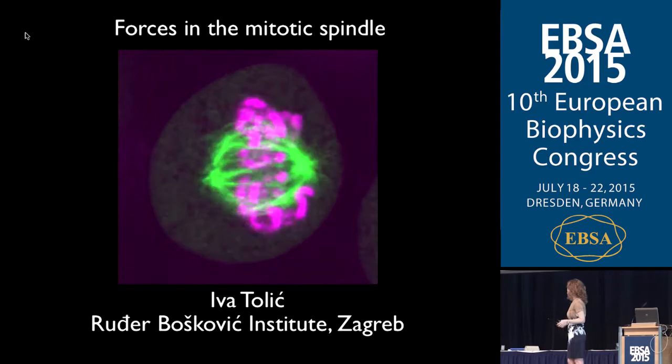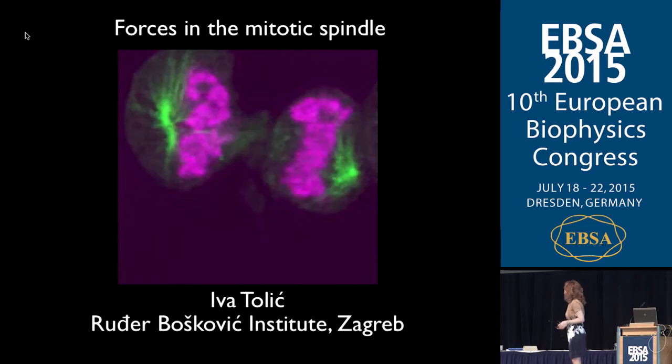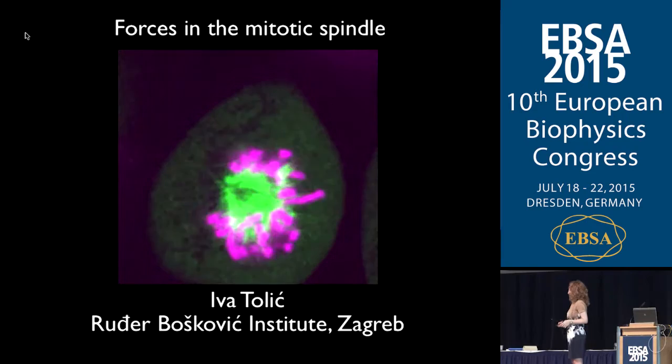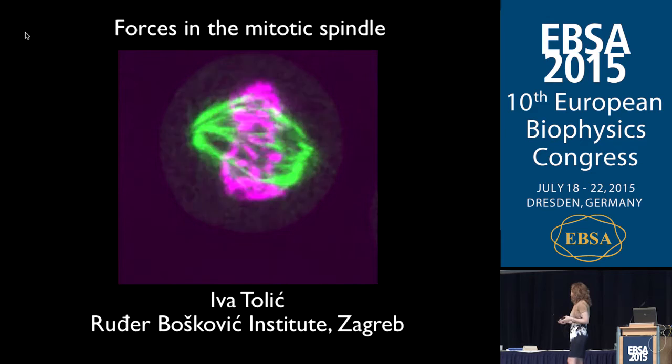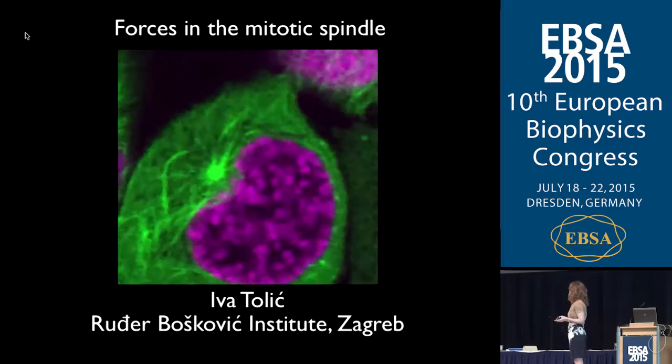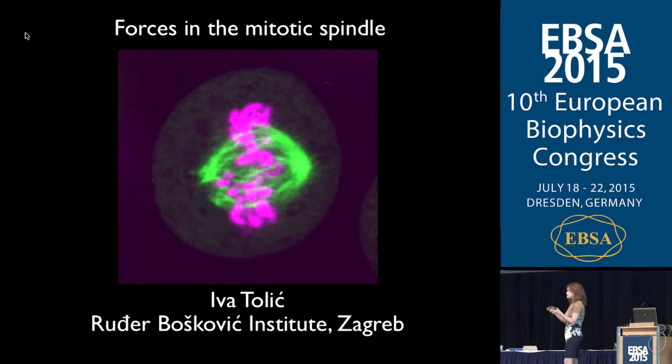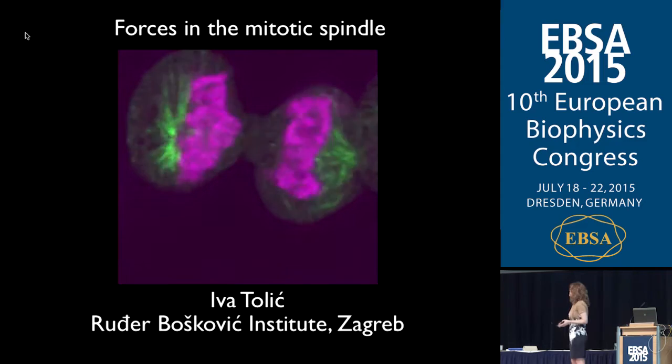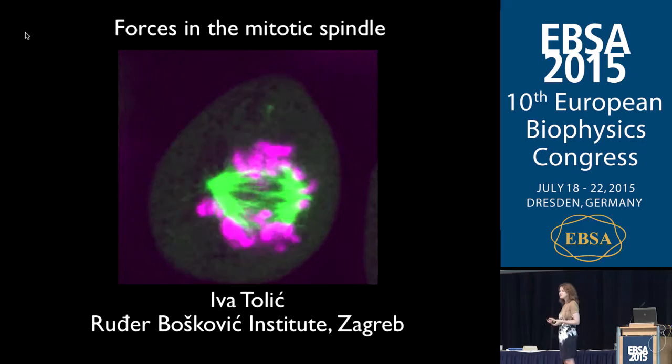I will start with this movie of mitosis. Mitosis, which you can see here on the slide, is one of the most fundamental processes of life. This is the process in which a cell divides its genetic material into two equal parts and then segregates it towards the two daughter cells. The physical separation of the chromosomes towards the opposite side of the cell is carried out by the mitotic spindle, which is to me the most fascinating, beautiful, and complex structure in cells.